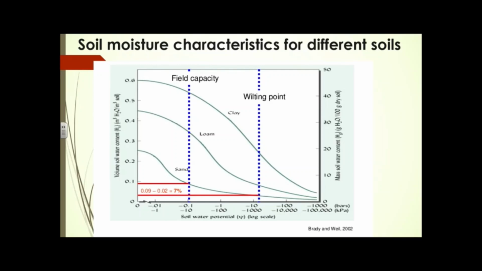I always say to my students, if you were going to grow a crop in one of these soils, which one would you have? And the obvious answer is the one that's got the biggest difference between wilting point and field capacity.